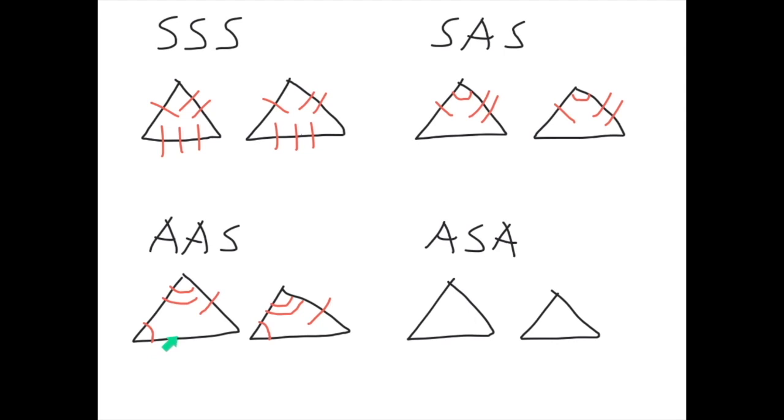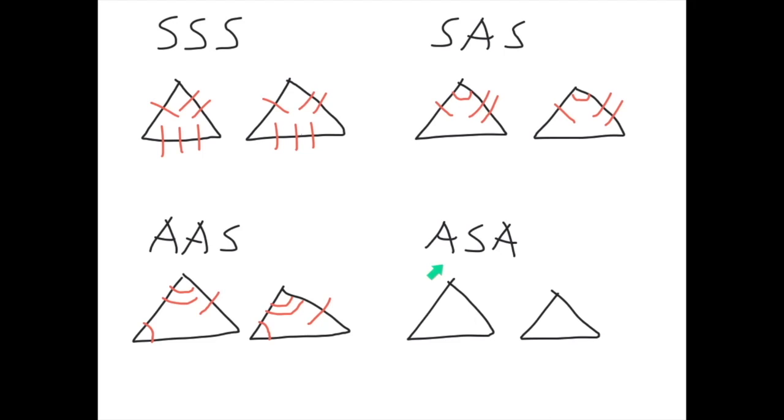So angle, angle, side. That means the entire triangles are congruent. And all you need to know is an angle's congruent, another angle's congruent, and a side's congruent.